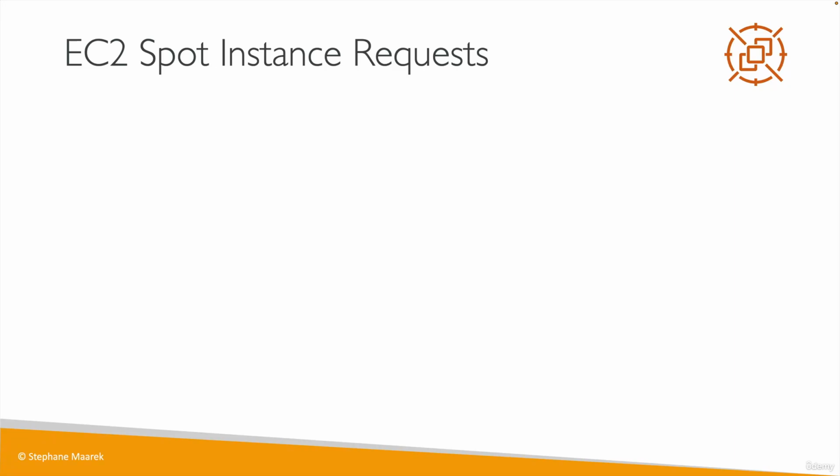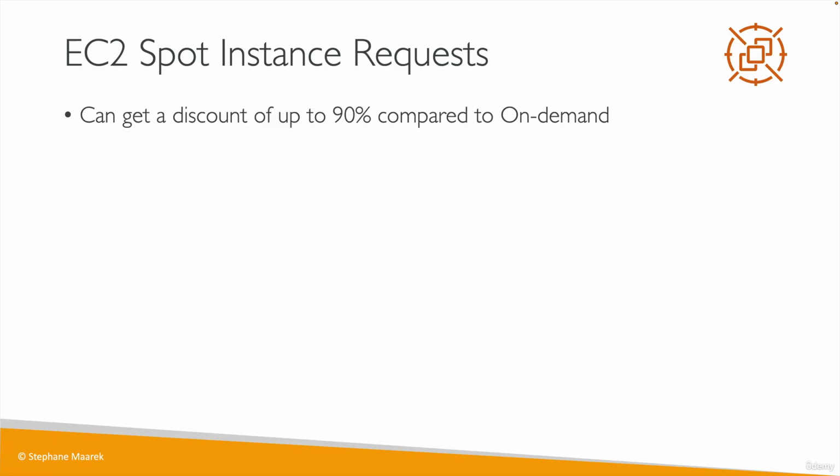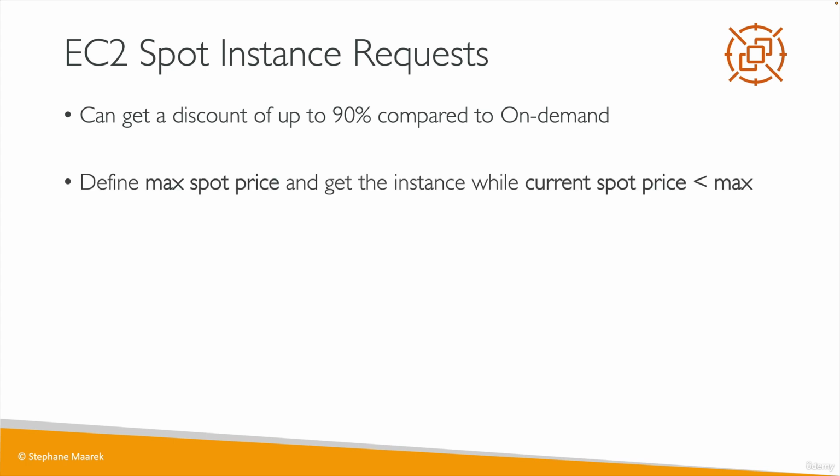So now let's talk about EC2 spot instances. We know that with spot instances, we can get a discount of up to 90% compared to on-demand instances. How does it work to get a spot instance? Well, you're going to define a max spot price you're willing to pay, and you will get the EC2 instance, the spot instance, as long as the current spot price is below the max you are willing to spend.